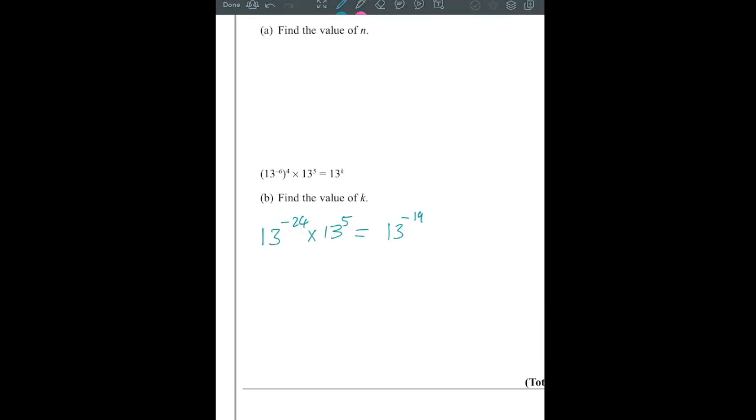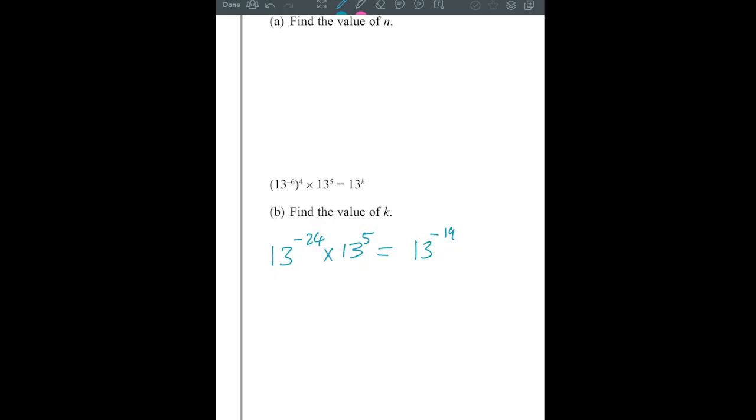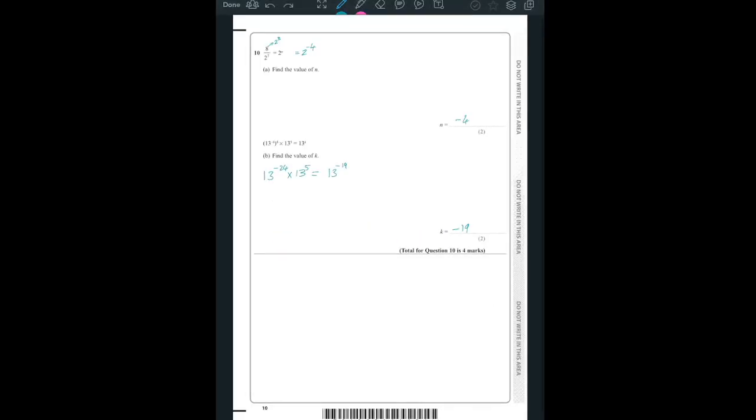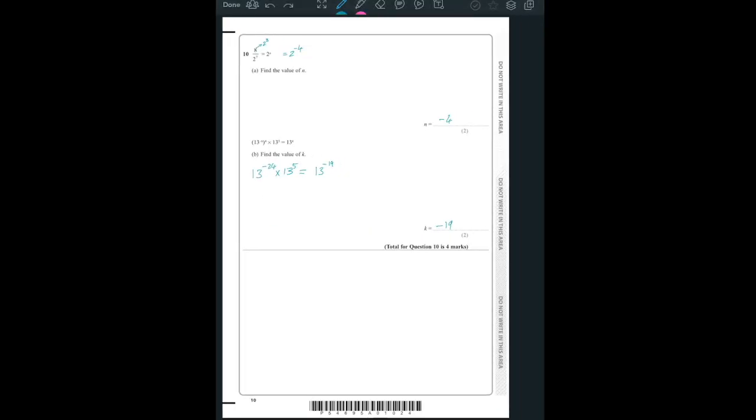I would not suggest that you try and type any of those in your calculator. This thing is going to be so close to 0 that your calculator may, well actually even this, the 3 to the negative 19 is going to be basically 0 in your calculators. So it's not really going to hold enough information if you've forgotten the laws.